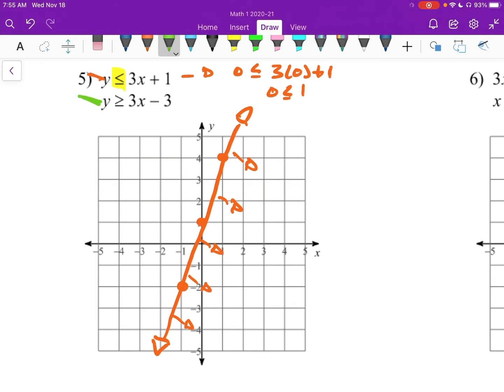This one here, the green one, the intercept is at -3, and the slope is also 3. So I'm going to go up 3 and over 1, up 3 and over 1, and it's also going to have a solid line.